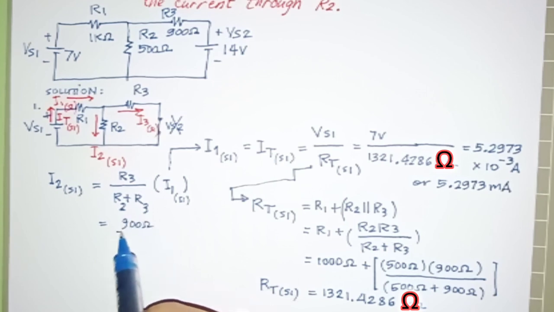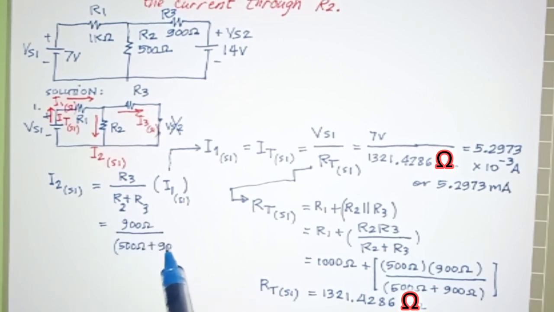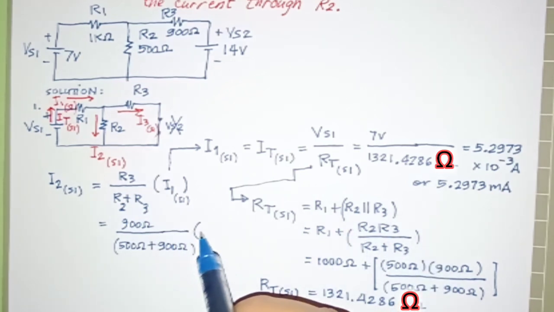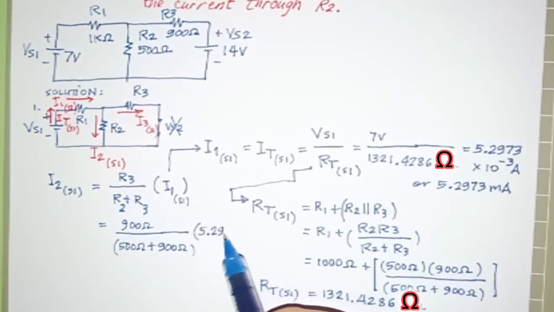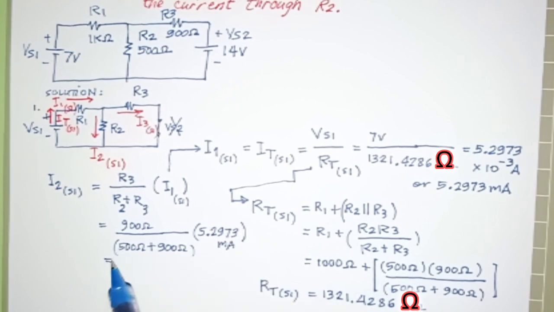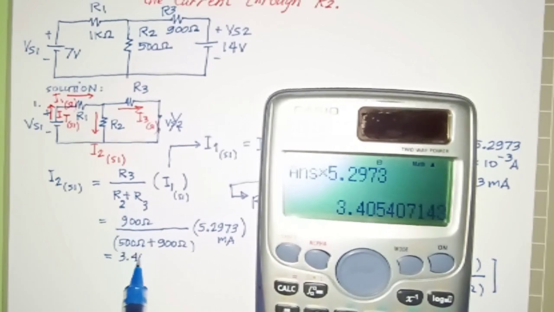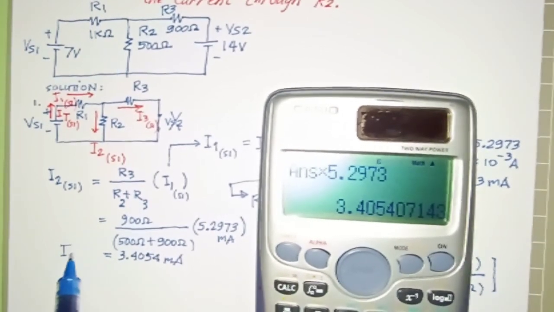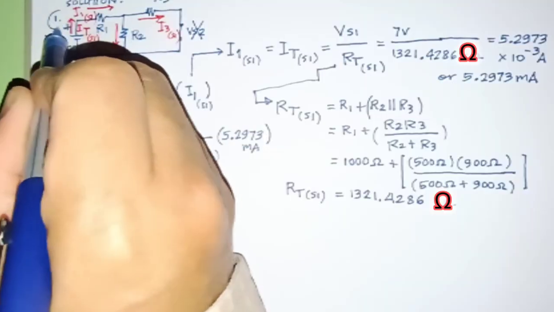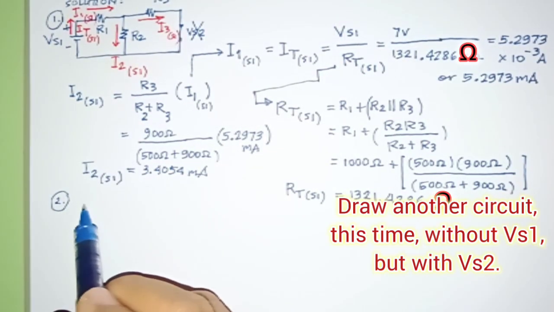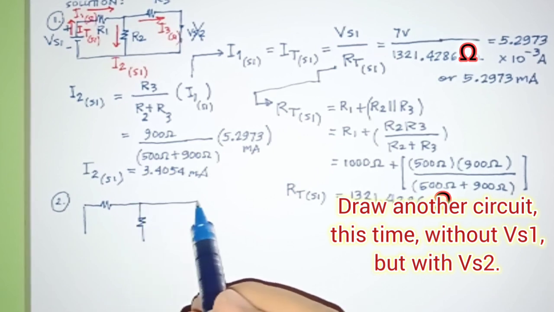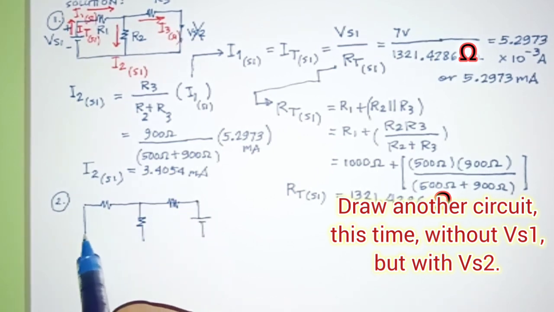Now that we got the answer for IT and RT, we can now continue with the calculation of I2 with the current divider rule. So all of them are stated in ohms, and we got the I1S1 5.2973 milliamperes, and we multiply this with the quotient between 900 over the sum of 500 plus 900, and we will get 3.405407143, but I'll be writing only up to 4 decimal numbers, 3.4054.